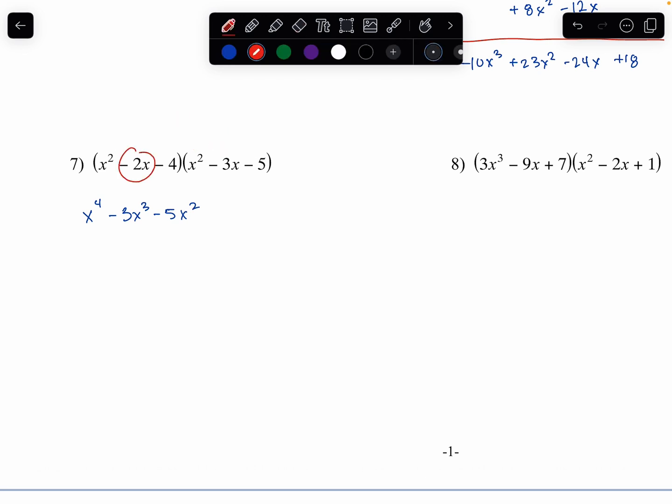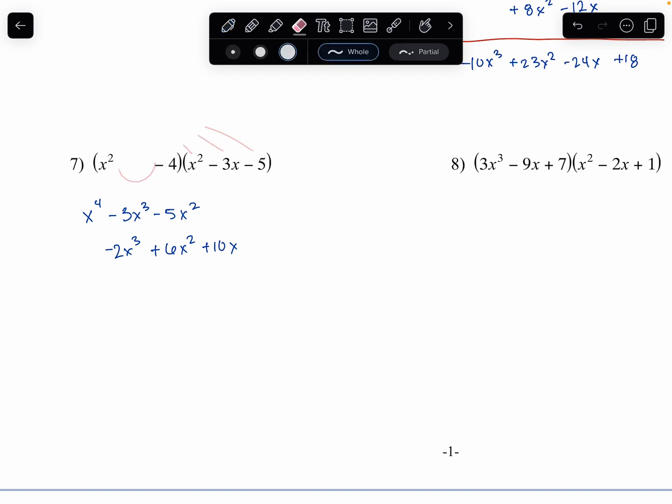Then I'm going to do negative 2 and multiply by all three terms here. So negative 2x times x squared is negative 2x cubed. Negative 2x times negative 3x is going to be positive 6x squared. Negative 2x times negative 5 is going to be plus 10x.